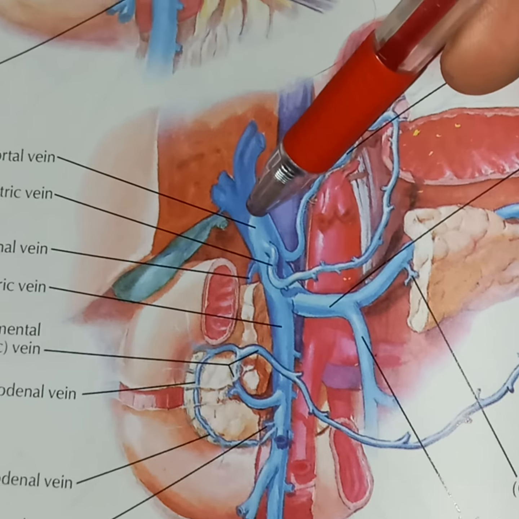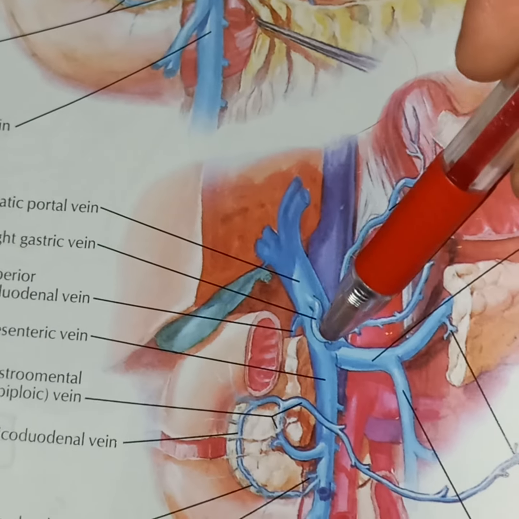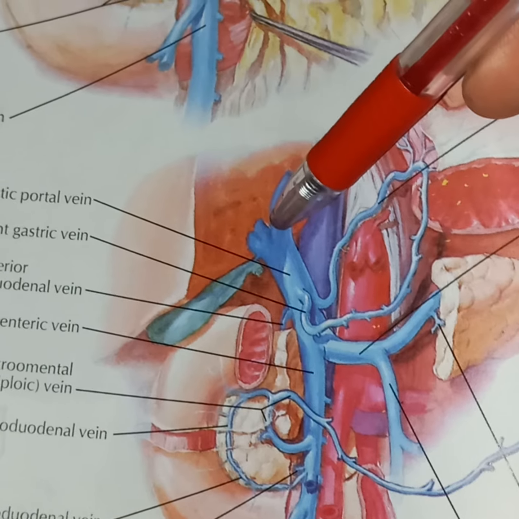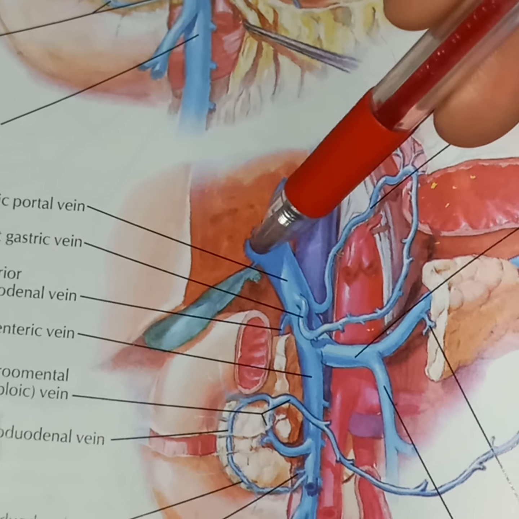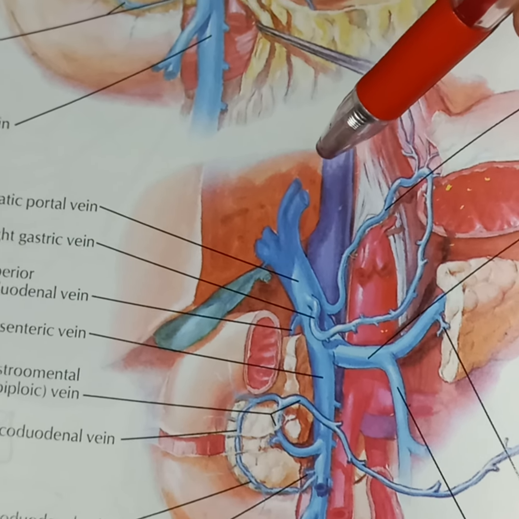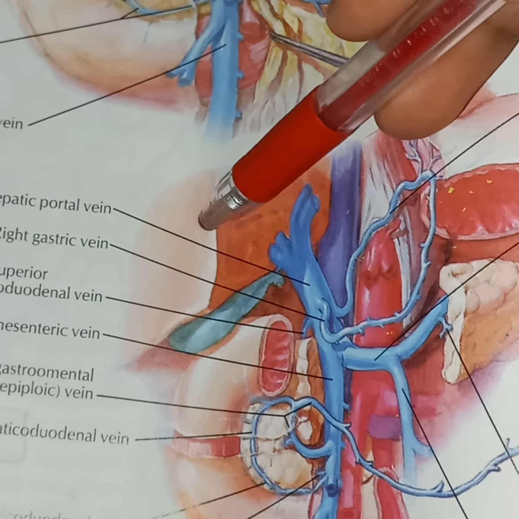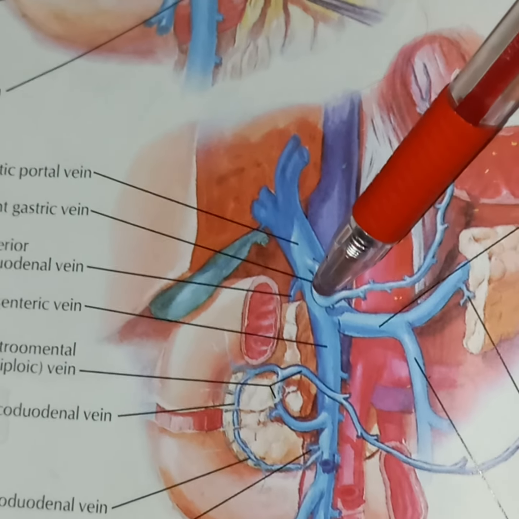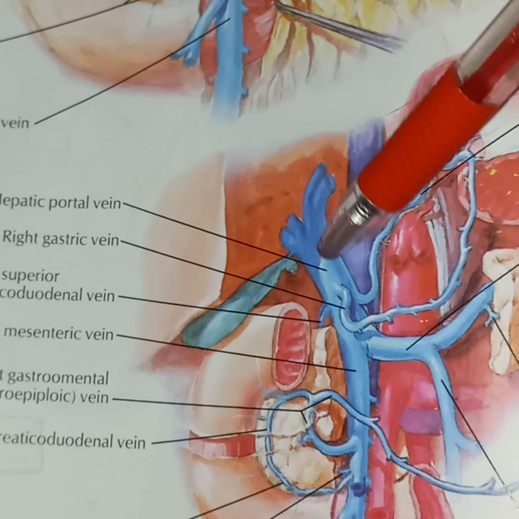The splenic vein and the superior mesenteric vein join to form the portal vein, which is the hepatic portal vein. It enters the liver and divides into left and right branches. The left branch goes to the left lobe and the right branch goes to the right lobe. We will continue with the hepatic portal vein in the next video.